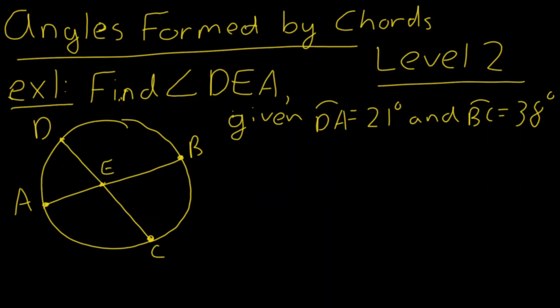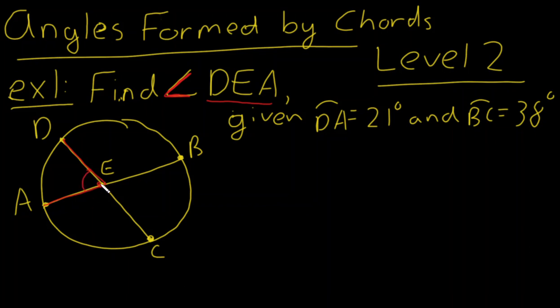Alright, welcome to Angles Formed by Chords, Level 2. Now in our first example, we want to find angle DEA. And I always want you to think of this: when we see this angle symbol, it forms a sharp point, and it's made up of these three letters. So we start at D, we go to E, which is in the middle, and we go to A, and our angle is formed at the vertex E.